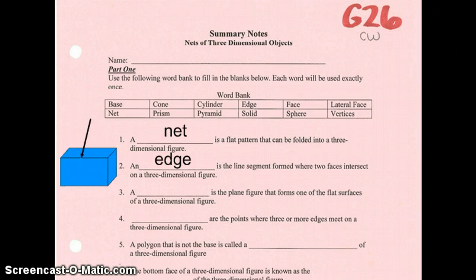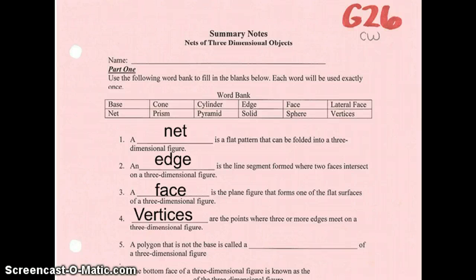So if you were to look at this three-dimensional object, this rectangular prism, the edge would be this line segment formed right here. A face is the plane figure that forms one of the flat surfaces of a three-dimensional figure. So this would be one of the two-dimensional shapes that form the three-dimensional figure. Vertices are the points where three or more edges meet on a three-dimensional figure. So again, if we were to look at this rectangular prism, the vertices would be the corners where the edges actually meet. So there are 8 vertices on this rectangular prism.